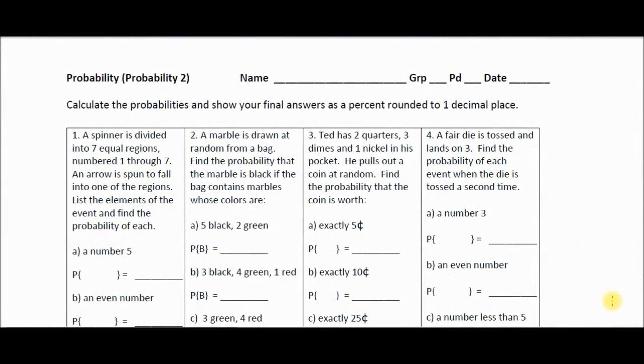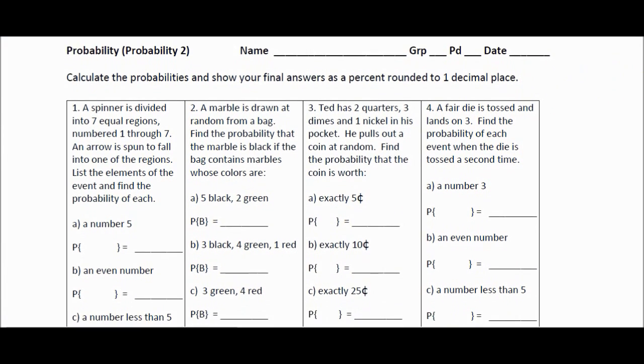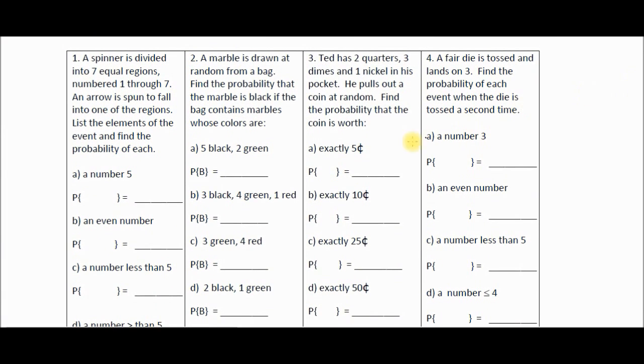This video is going to go through the solutions to the Probability 2 worksheet, and here it is. We read these instructions in class: calculate the probabilities, and show your final answer as a percent rounded to 1 decimal place. Let's go ahead and take a look at the first question.